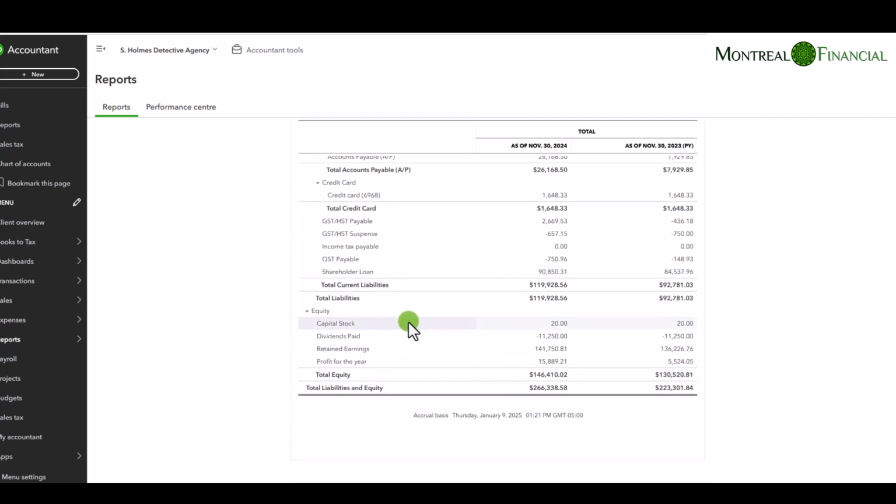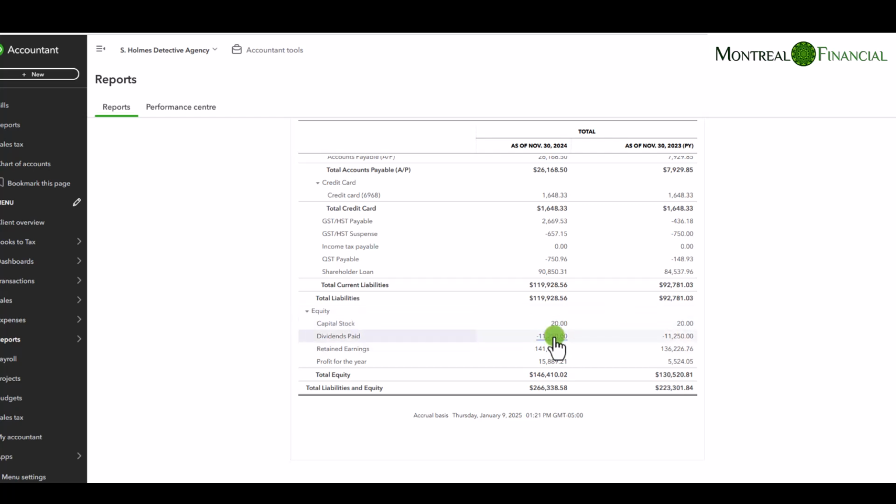Finally, in equity, your capital stock will pretty much be the same from year to year. As mentioned, this is simply the amount that you paid for the shares of the corporation as the owner shareholder. If you have several shareholders, you will have that here. You might also have preferred shares. This is also referred to as share capital. There's common stock. There's different names for this. But this essentially, again, is just very simply the amount that you have paid for the shares of the corporation.